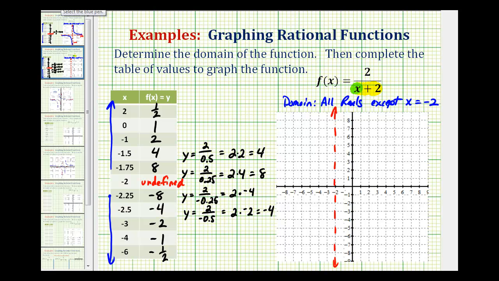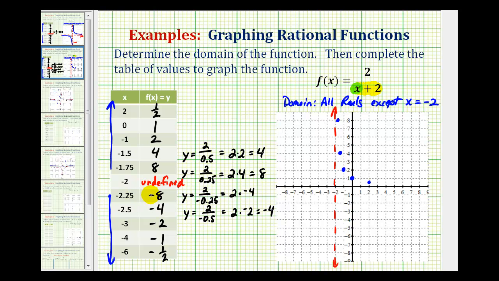Okay, let's go ahead and plot these points. So we have 2, 1/2 here, 0, 1, negative 1, 2, negative 1.5, 4. So here up to 4. And negative 1.75, 8 will be very close to our vertical asymptote, maybe somewhere in here, but not touching it.